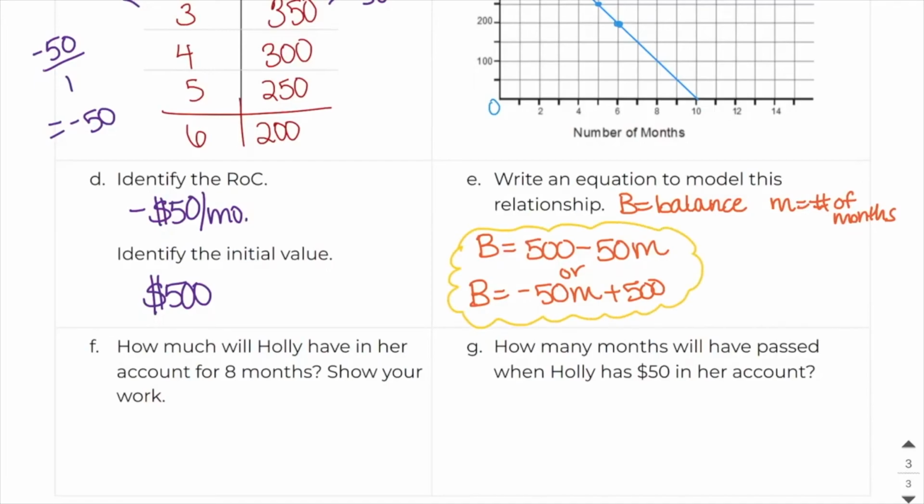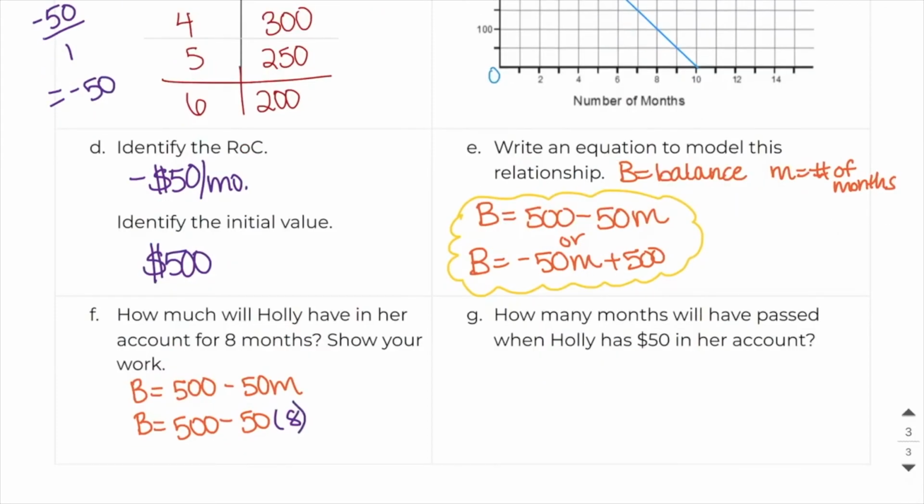All right, question F. How much will Holly have in her account for 8 months? So B equals 500 minus 50M. And here, this 8 months represents the number of months. So we're going to put in that 8 for M. I'm going to copy the equation down exactly how I see it, but I'm going to replace that M with an 8 and evaluate. Negative 50 times 8 is negative 400. So I get 500 minus 400, which is $100. So she has $100 left in her account after 8 months.